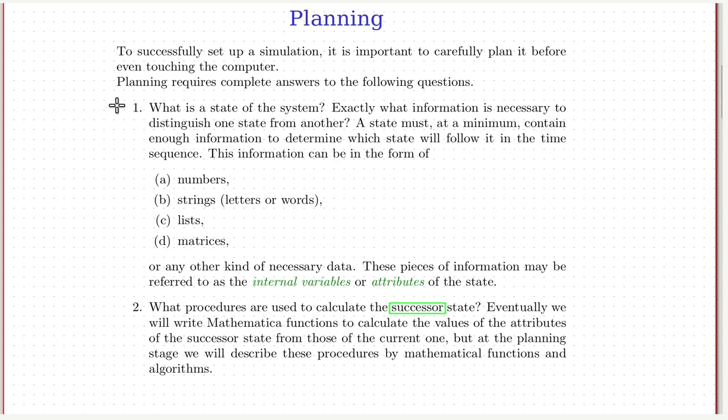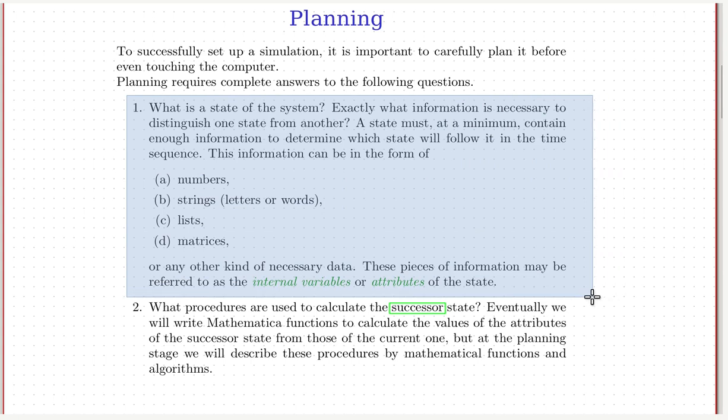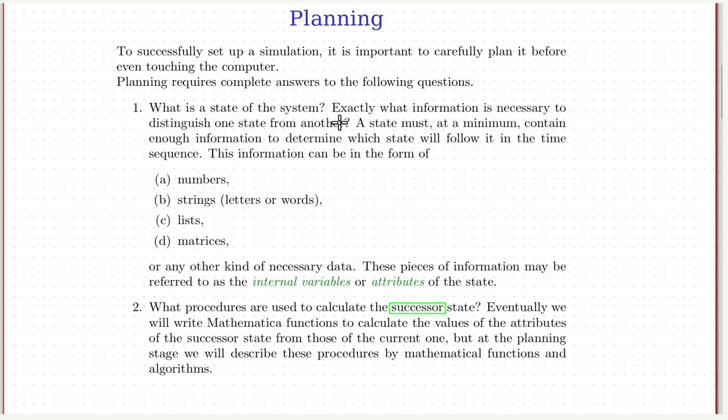So that's the very first thing to do: think very carefully about what information determines a state, how you're going to represent that information, and what that information is going to look like. Is it going to be numbers or strings or letters? List all the attributes of your state in as much detail as you can, so that you'll be able to write computer code to represent it when you have to.